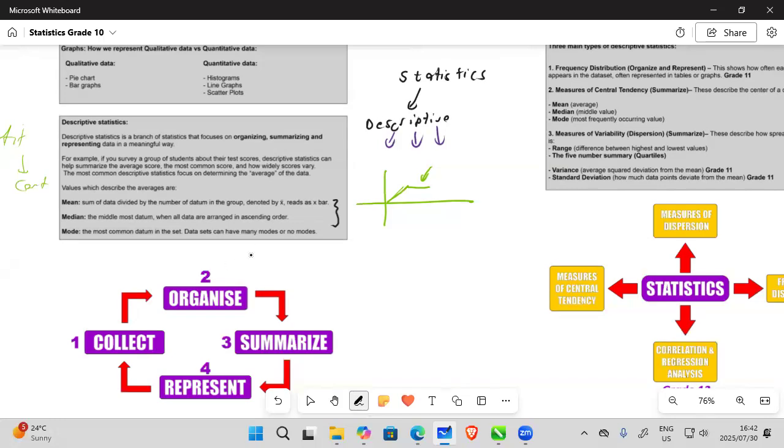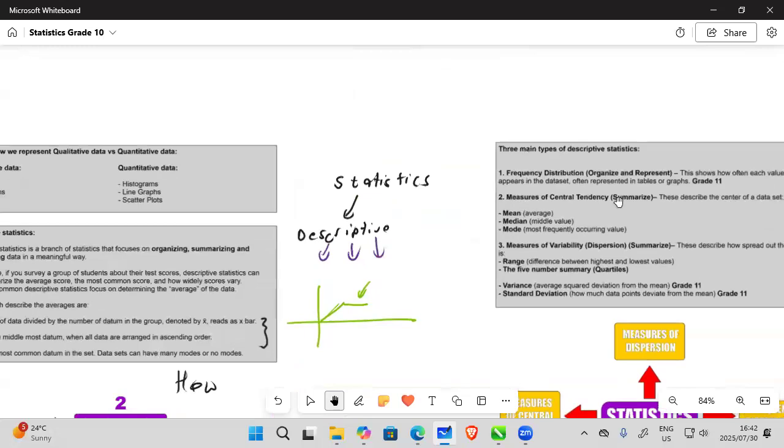How are you going to organize, summarize, and represent this data? Using descriptive statistics, right? And what we do under descriptive statistics is these 3 topics. So can you see, right? We're branching out now. For frequency distribution, we use it for 2 things. We use it for organizing and representing the data.